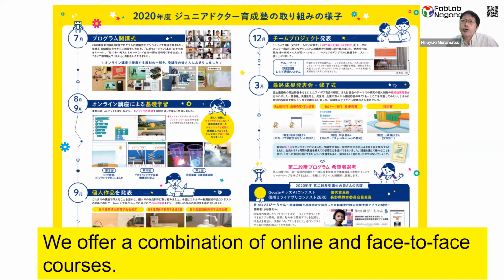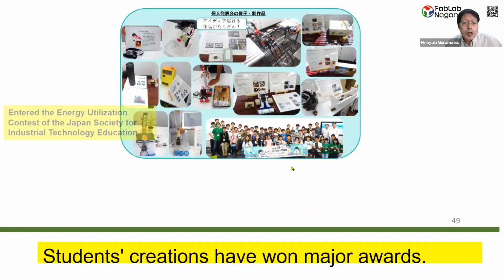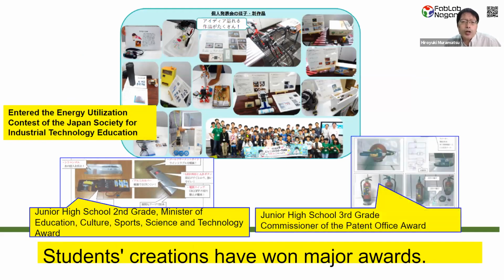The educational system we use is Google Workspace for Education, Google Classroom. Next, it's a student product. Students entered the energy contest with the Japan Society of Industrial Technology Education, and some students got a big award. A junior high school student received the Minister of Education award. It's a good grade.